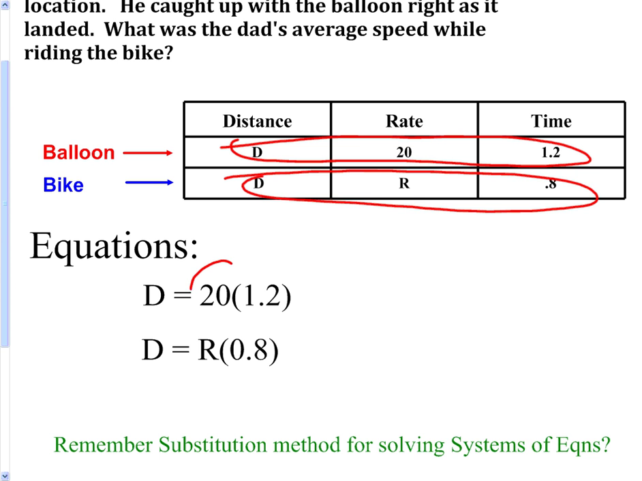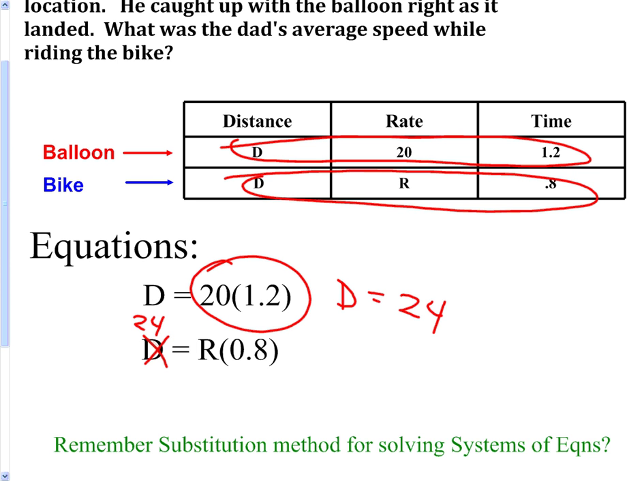Well, 20 times 1.2, can somebody do that in your head? I bet you can. Yes. 24, good. So D equals 24. And now I can do substitution. Wherever I see a D, I can put a 24. So I see a D right there, and I'm going to put a 24 there. 24 equals R times 0.8. See how easy it'll be to solve?